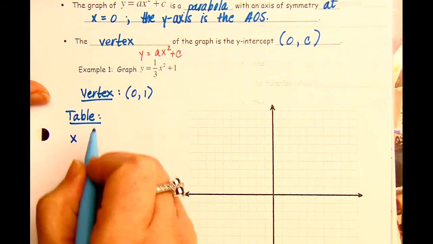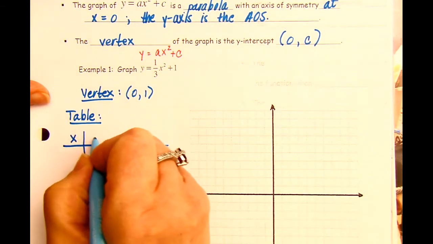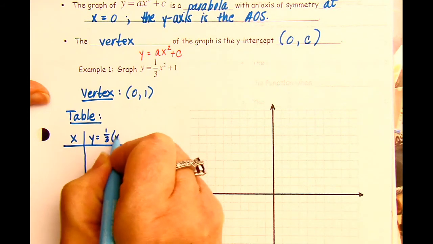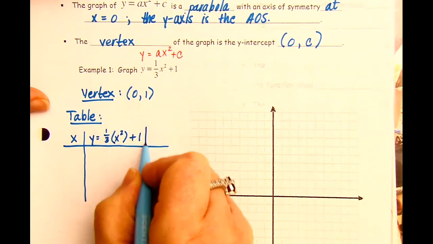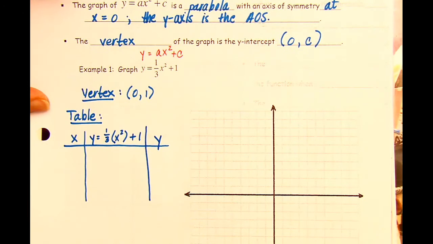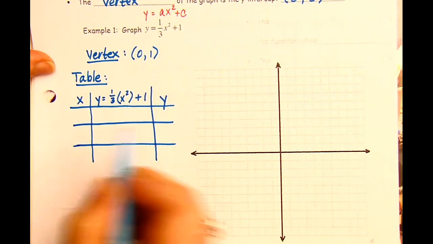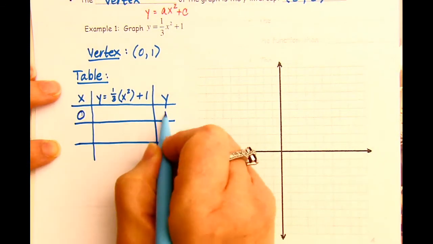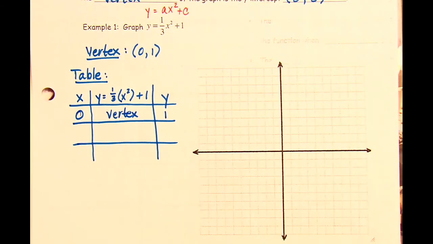So here we have x. Here we have the function y equals 1/3 x squared plus 1. And then we're going to calculate our y. We need 3 values. And you're going to choose those values. Well, the first value is going to be the vertex. 0, 1. This one is always the vertex. And then we're going to choose 2 values to the right of the vertex.